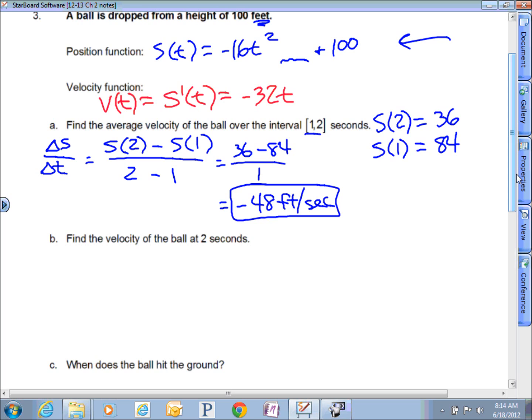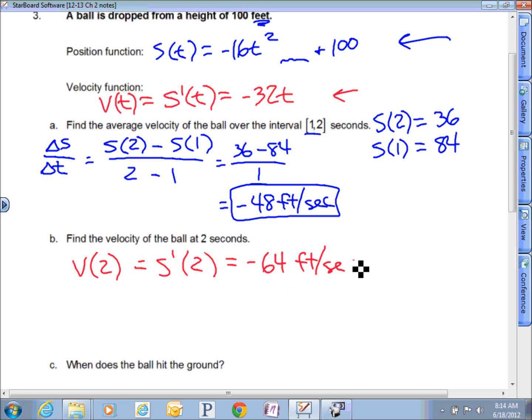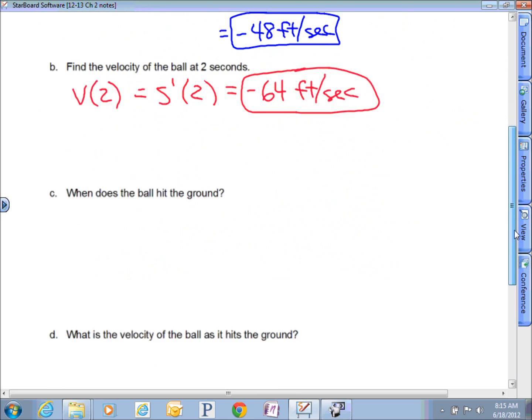So there's average velocity. What about just plain old ordinary velocity at 2 seconds? Well, now we're talking about at a specific time, so we're looking at v of 2 or s prime of 2. Well, s prime of 2, find your derivative. We already did. It was negative 32t. Now we're using the red function up there. So negative 32 times 2 would be negative 64 feet per second. Why is that? Well, what that means is if we had a radar gun on this ball that was being dropped and we clocked it at exactly 2 seconds after it was dropped, it'd be traveling at negative 64 feet per second.